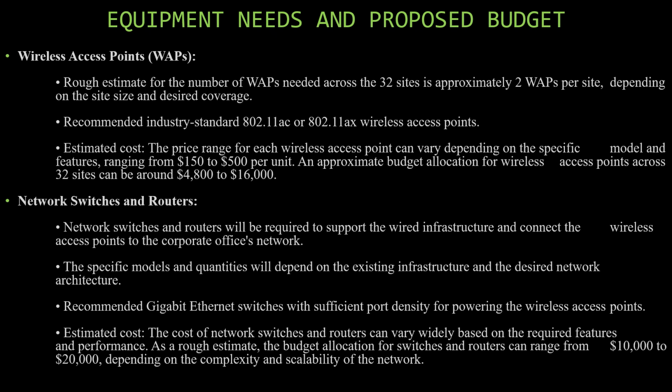Wireless access points. Rough estimate for the number of wireless access points needed across the 32 sites is approximately 2 per site, depending on the site size and desired coverage. Recommended industry standard 802.11ac or AX wireless access points. Estimated cost for each wireless access point can vary depending on the model and features, ranging from 150 to 500 per unit. An approximate budget for wireless access points across 32 sites can be around 4,800 to 16,000.